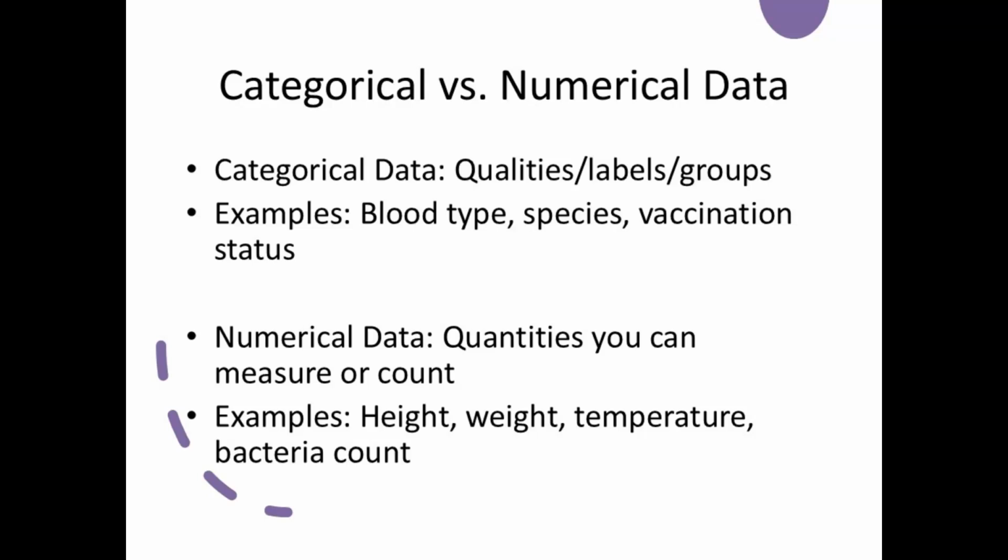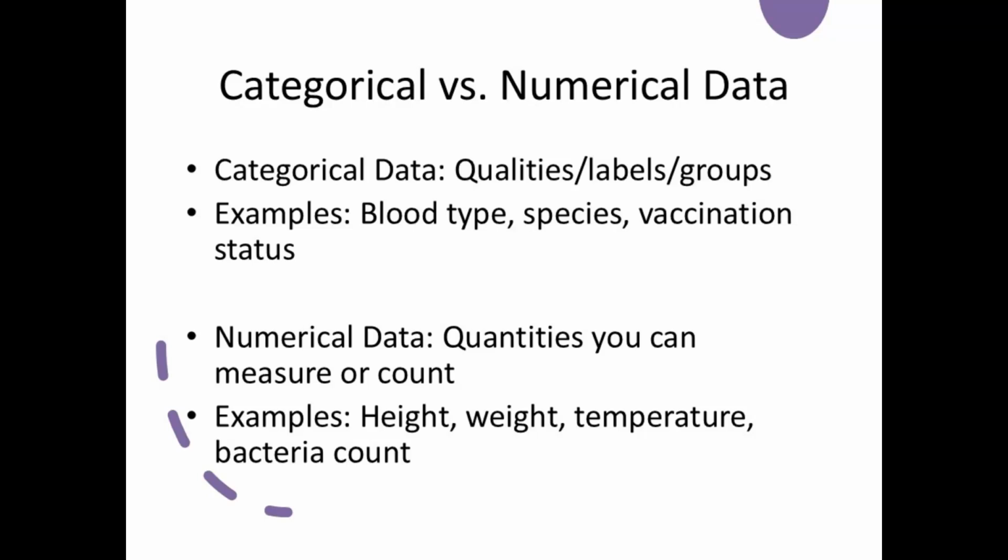Categorical data describe qualities or characteristics. These are labels or groups like blood type, species of tree, or vaccination status. You can count how many of each category you have, but it doesn't make sense to calculate an average blood type. Numerical data describe quantities, things you can measure or count. Examples include height, weight, temperature, or the number of bacteria on a petri dish. You can add, subtract, and compute averages with numerical data.